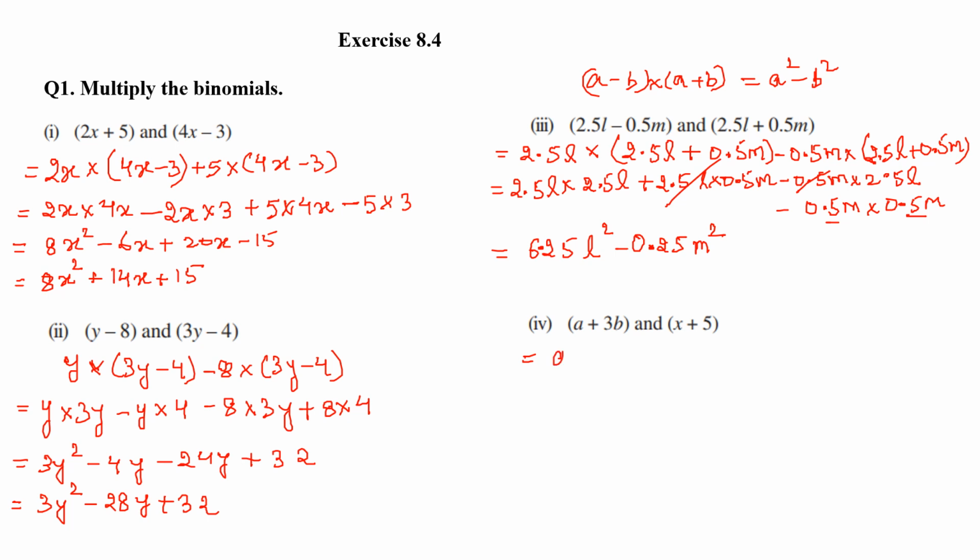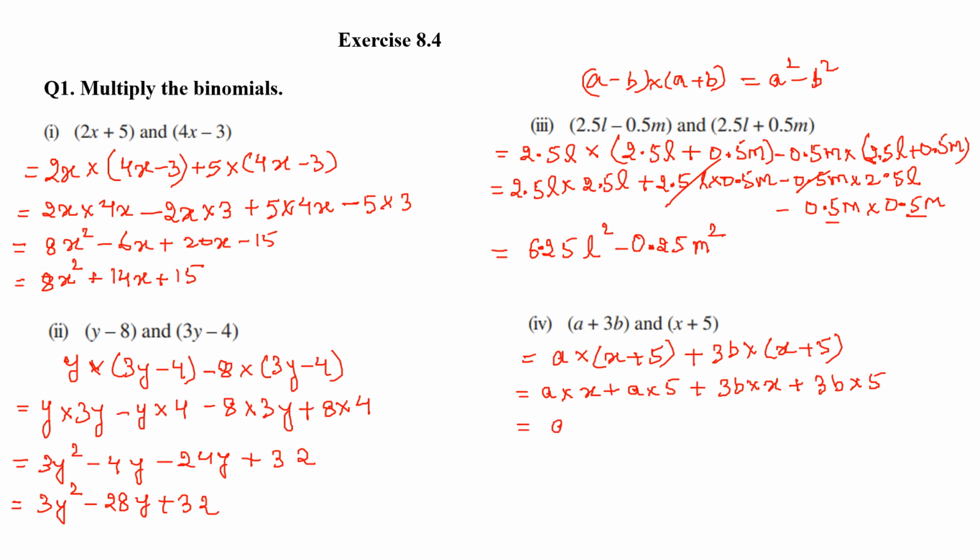You have to multiply a with x plus 5 and then plus 3b with x plus 5. So a multiplied by x plus a multiplied by 5 plus 3b multiplied by x plus 3b multiplied by 5. So a into x will give ax plus 5a plus 3bx plus 15b. So this is the final answer.